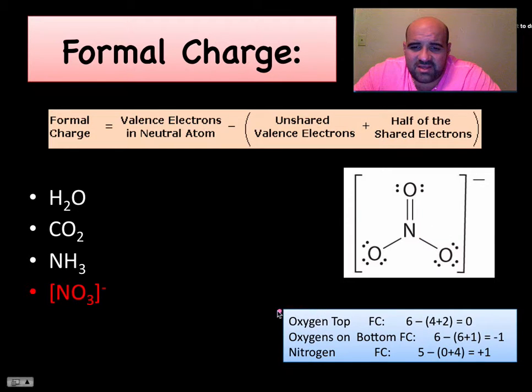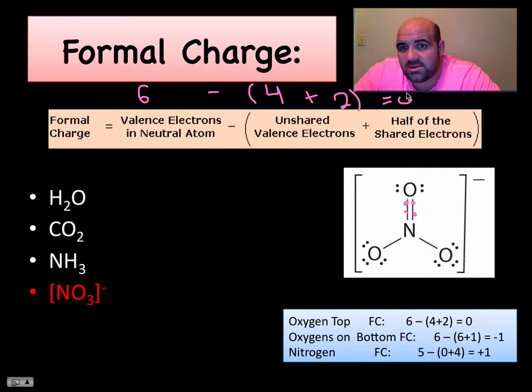And I guess over here I started with the oxygens on the top, so we can do that. Oxygen normally has 6 valence electrons, minus how many unshared electrons are there? 1, 2, 3, 4. Plus half of the number of bonds, or half the shared electrons. There's 2 bonds, so this number is going to be 2, or you could say 4 shared electrons, half of that is 2, and that equals 0. So the formal charge here is 0.